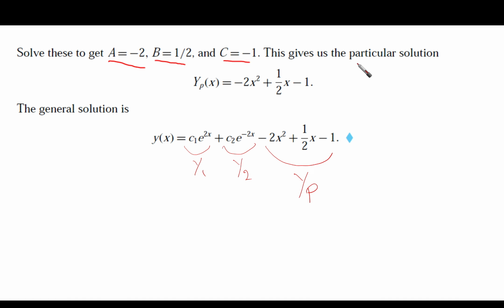This gives us the particular solution. As you can see, this is the particular solution because we assumed it before: a times x squared, so a here is minus 2, plus half x, which is b, and then minus 1, which is c. This would give us the general solution of the undetermined coefficient. It is going to be c1 times e to x, and the second y2, which is of the associated homogeneous equation, and then we are going to write yp, which is the particular solution.